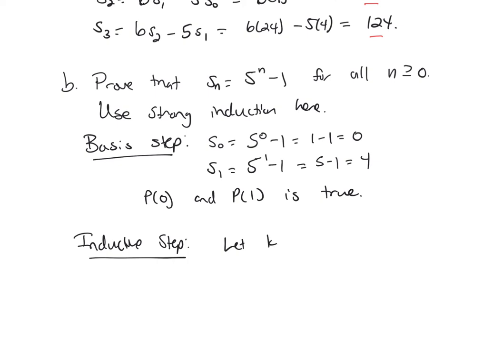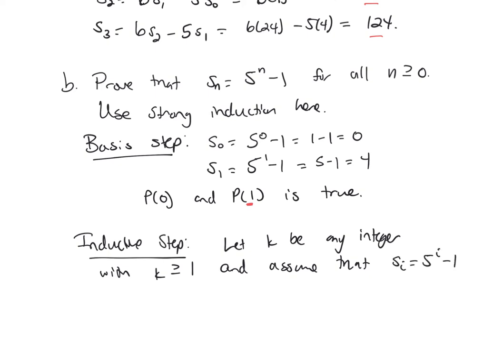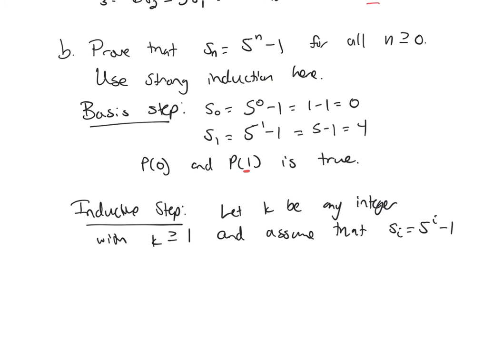We're going to let k be any integer with k greater than or equal to the largest number from your basis step. My largest number from my basis step was 1, so k is greater than or equal to 1. And we're going to assume that the formula is true: S_i equals 5 to the i minus 1, for each integer i between 0 and k. So here you're assuming that the formula is true for every value between 0 and k.